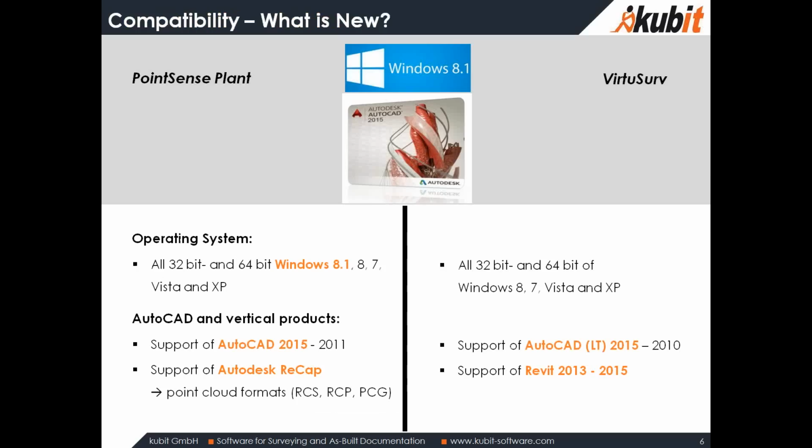I stole this slide from our previous webinar about 2 weeks ago to give you some idea. PointSense Plant is compatible with all Windows versions 8.1 down to XP, and AutoCAD 2015 down to 2011. Any AutoCAD vertical PointSense Plant will work with, so AutoCAD, AutoCAD MEP, AutoCAD Plant 3D, Civil, anything like that. And again, working with the native Autodesk point cloud formats listed.